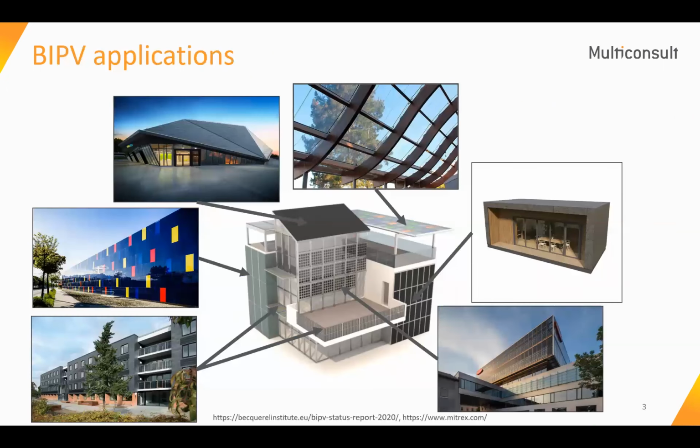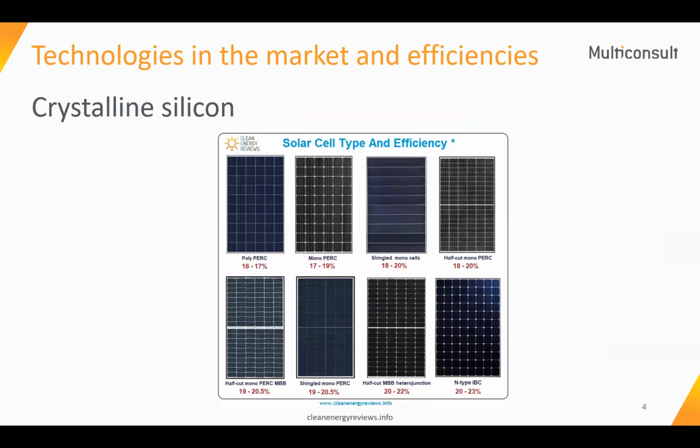And here we see some different applications of BIPV on the building. It can be a discontinuous roof, a rain screen, an integrated element, a curtain wall, a prefabricated system, and also a skylight. So you can find different applications of BIPV systems in the building scheme.